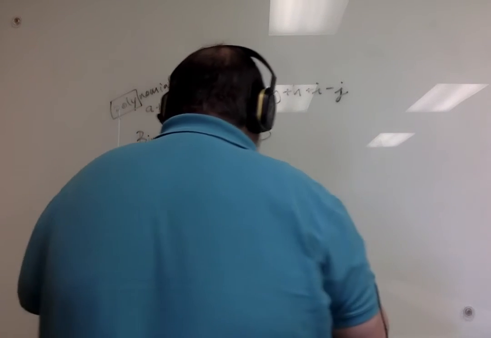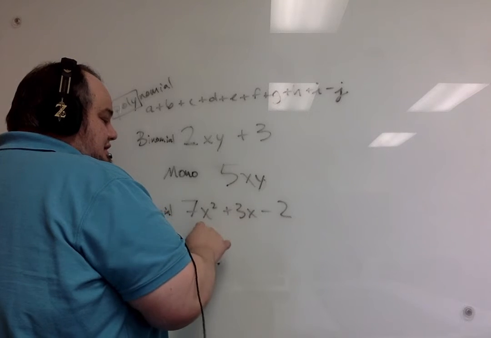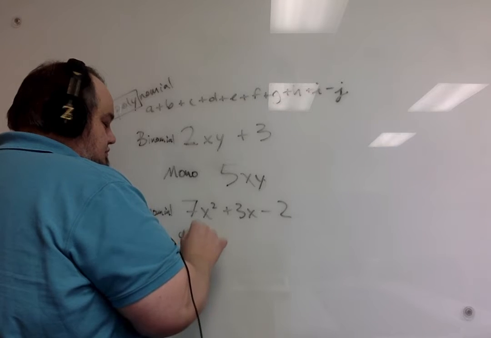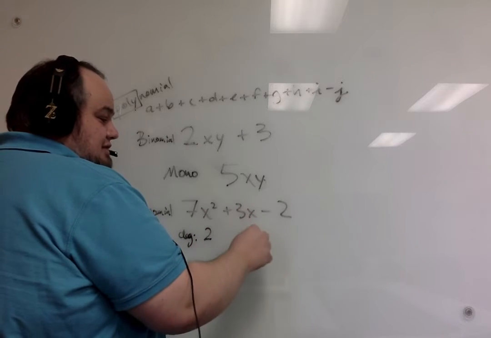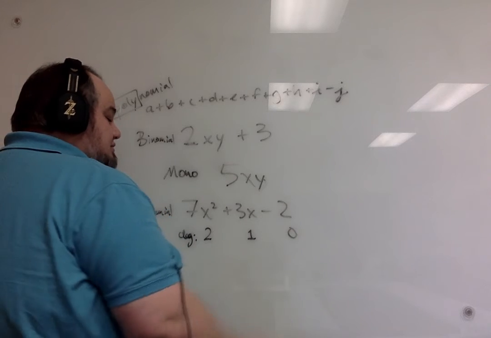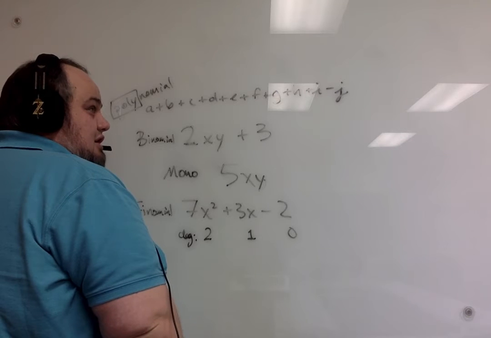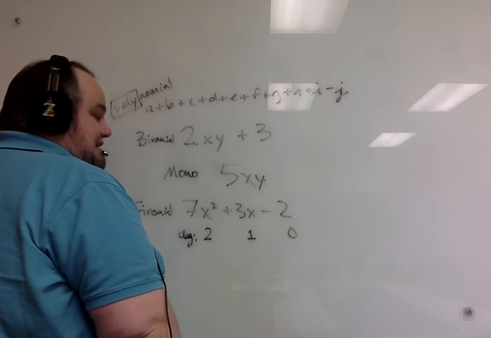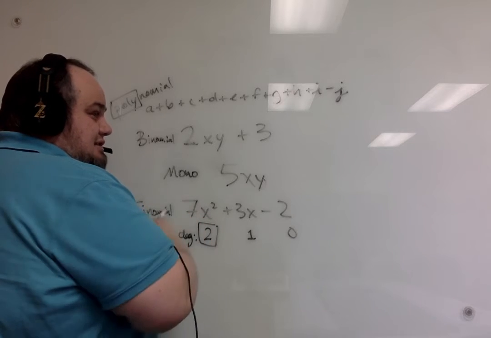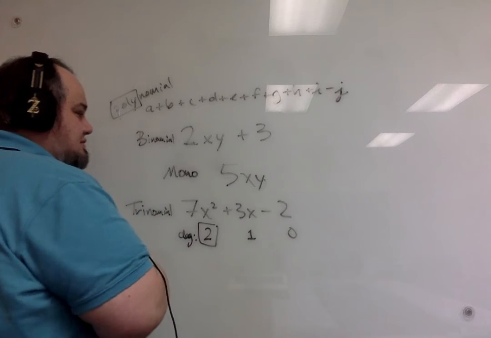To find the degree of a polynomial, you look at all the different terms. Like this one, the degree of this term is 2. So 2 here. The degree of this one is 1. And the degree of a constant without a variable is 0. So you look at all of the terms and see which one's the highest. Well, this one here has a degree of 2. So that means that this whole polynomial, we would say, has a degree of 2.